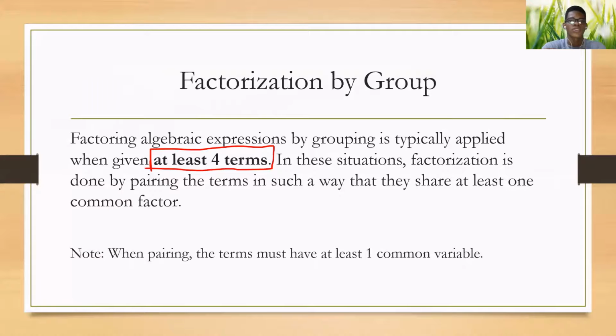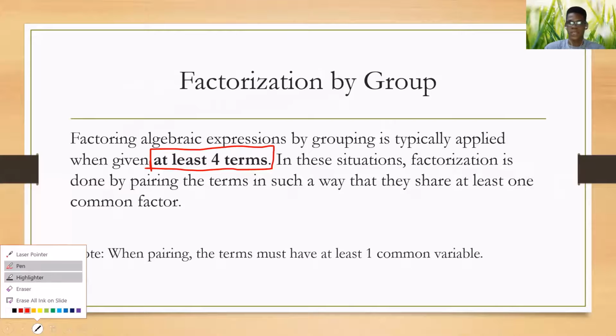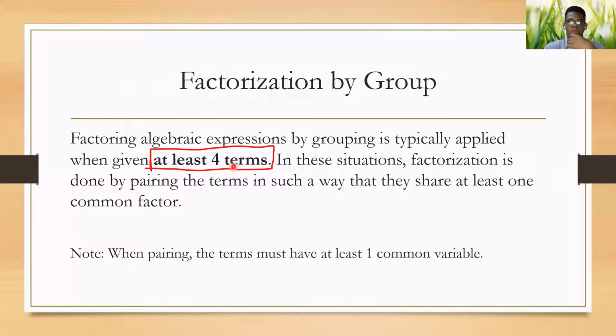Right? We're going to do an extra step where we group them. It's factorization by grouping, so you need at least 4 terms to group. In these situations, factorization is done by pairing the terms in such a way that they share at least 1 common factor. We don't have a highest common factor if we don't have common factors. So once we're grouping it, we're going to look to ensure that there is at least 1 common factor.